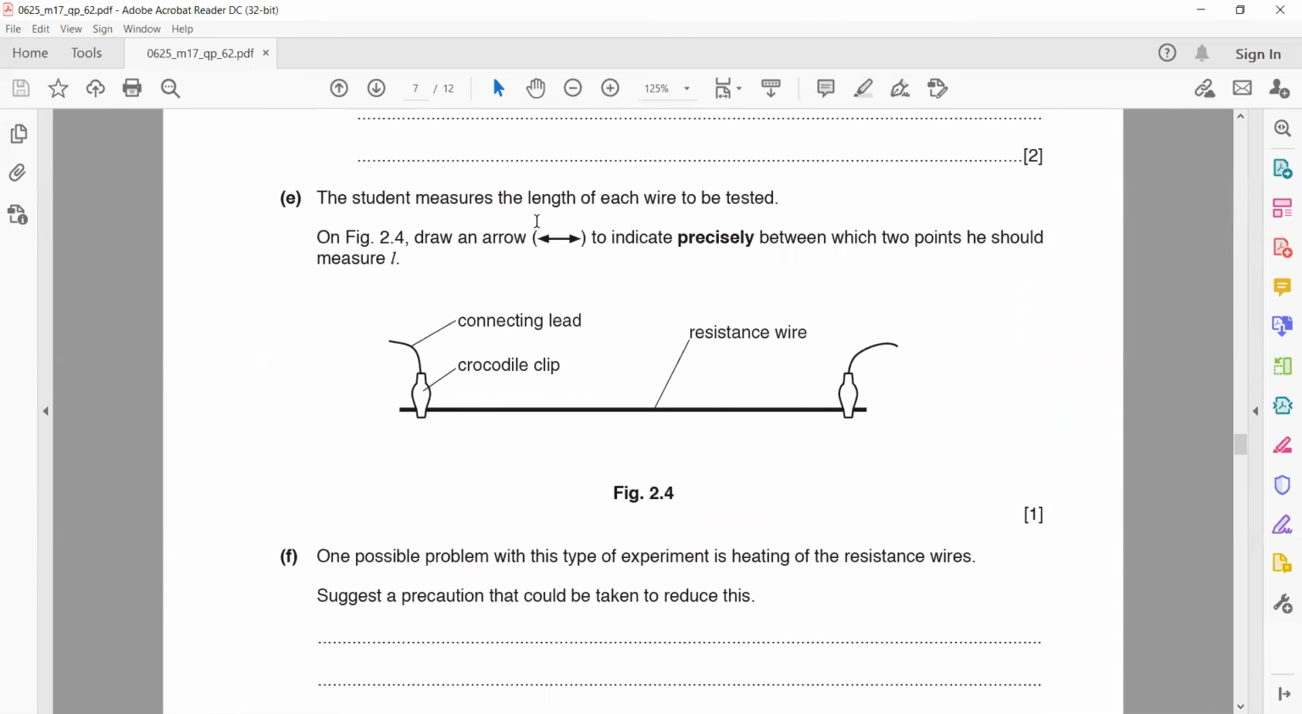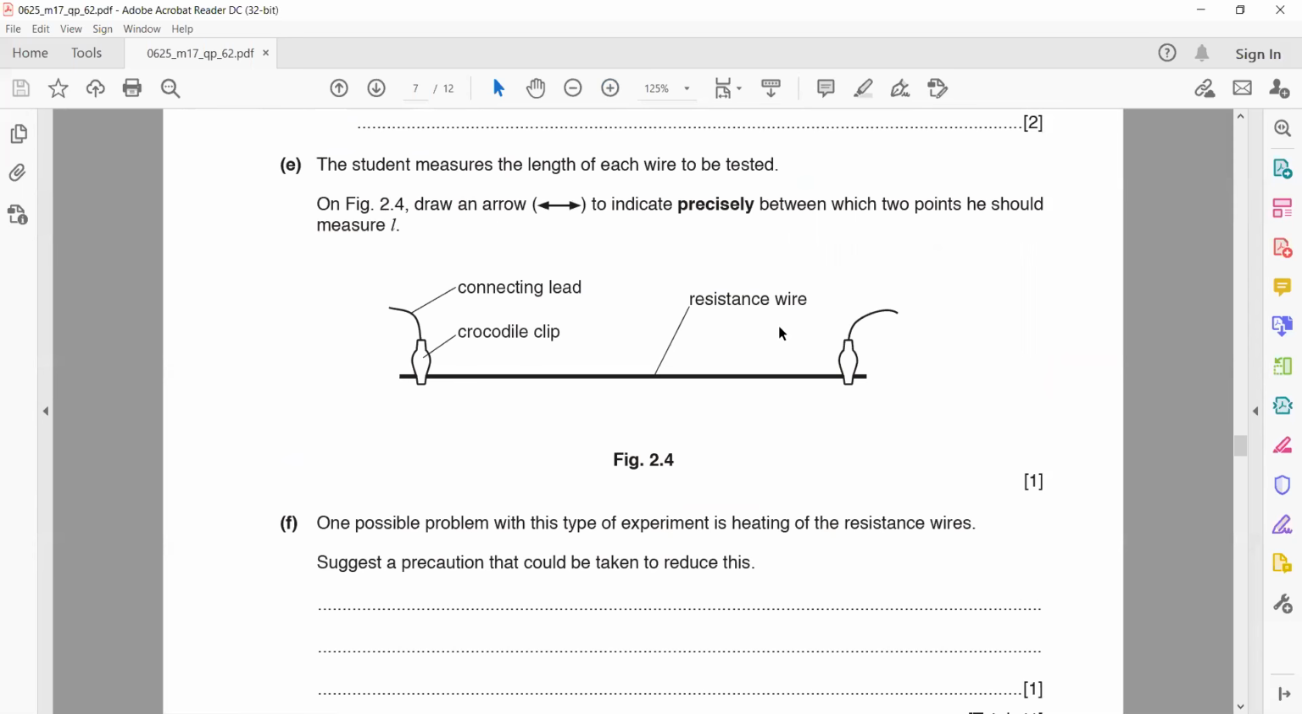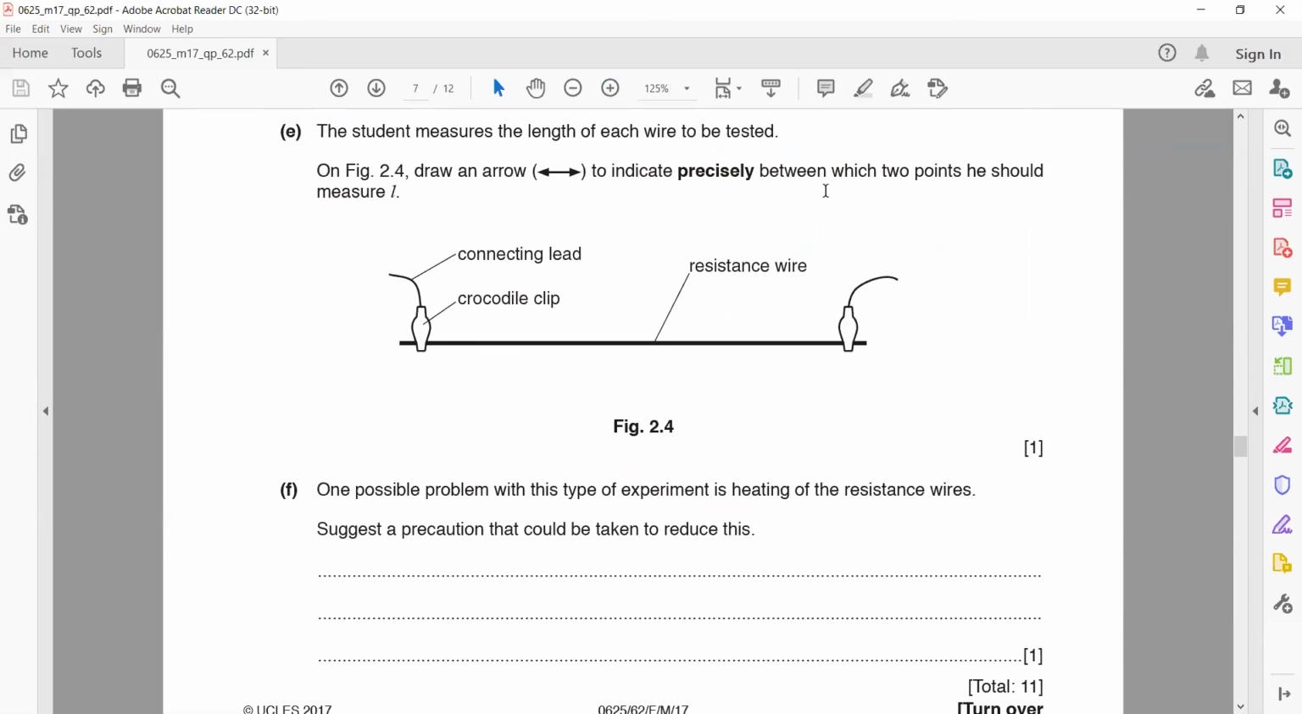The student measured the length of each wire to be tested. On figure 2.4, draw an arrow to indicate precisely between which 2 points we should measure the length. So which 2 points should we measure the length between? You can use a screen annotation for this.